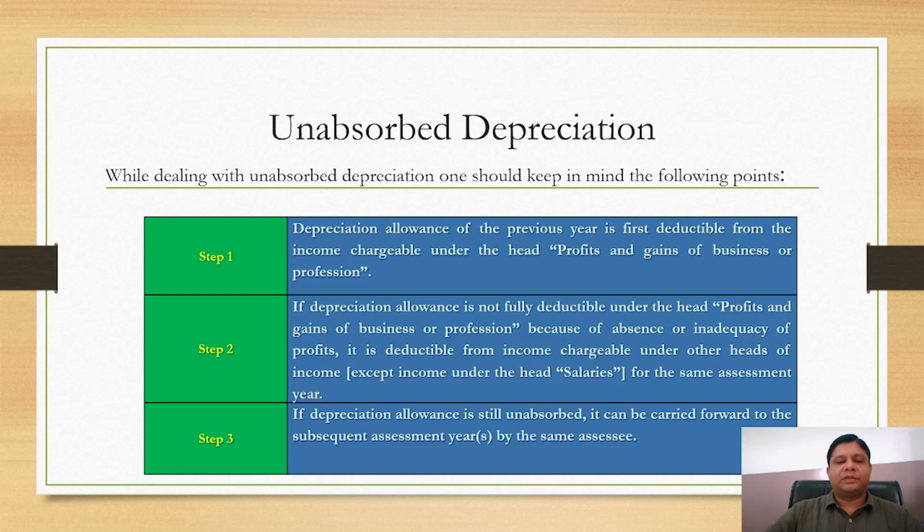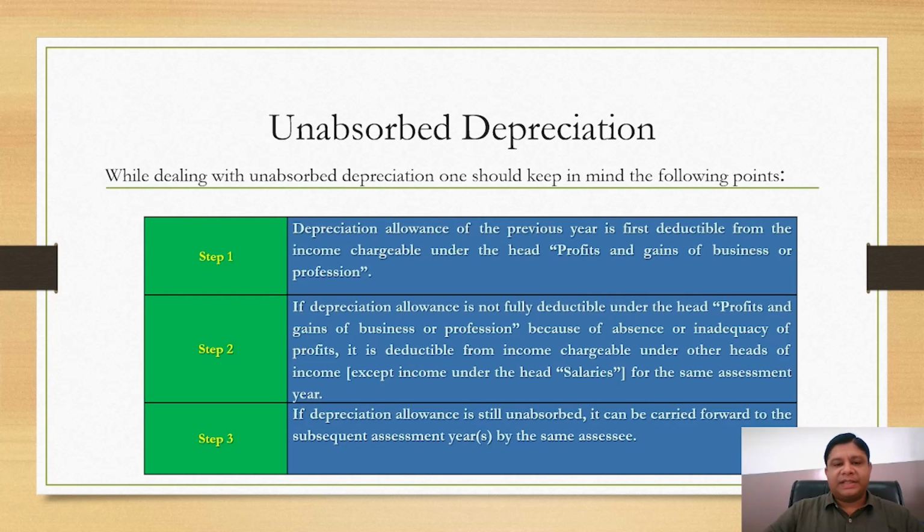Now, let's talk about unabsorbed depreciation. While dealing with unabsorbed depreciation, one should keep in mind the following points. Step 1, depreciation allowance of the previous year is first deductible from the income chargeable under the head profits and gains of business or profession.